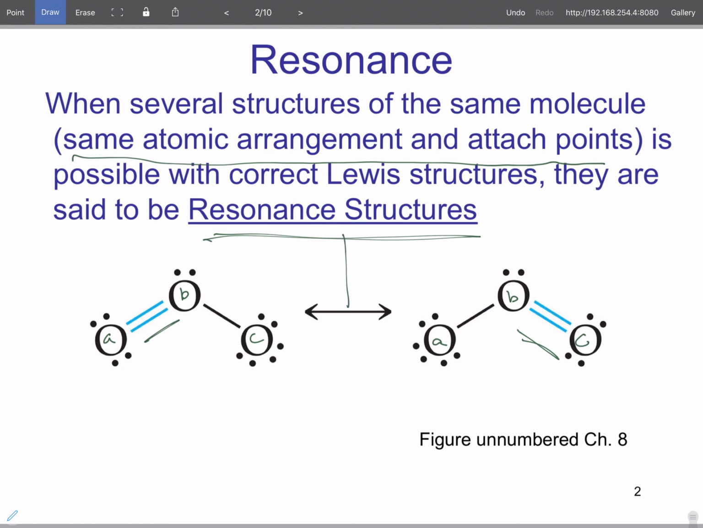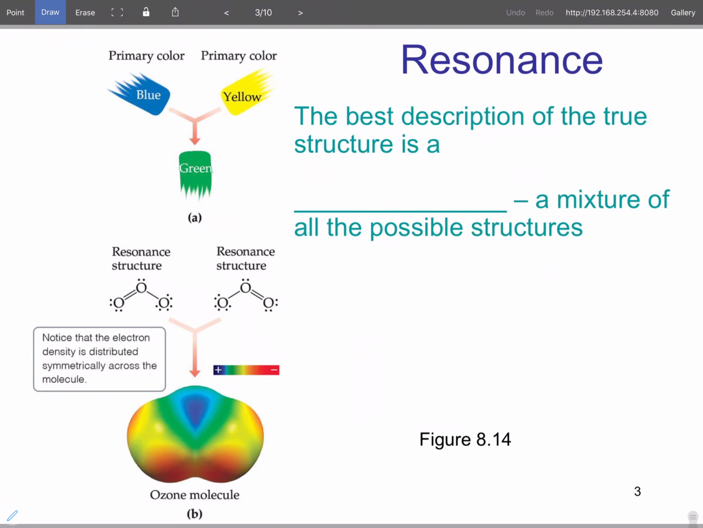And we designate resonance structures with a double-headed arrow. Remember, we talked about a double arrow when we talked about weak electrolytes. That's a totally different thing. That's equilibrium. This double-headed arrow means that these are comparable structures, and they only differ by the arrangement of the double bond. So the best description of the true structure when you have multiple options is a resonance hybrid.